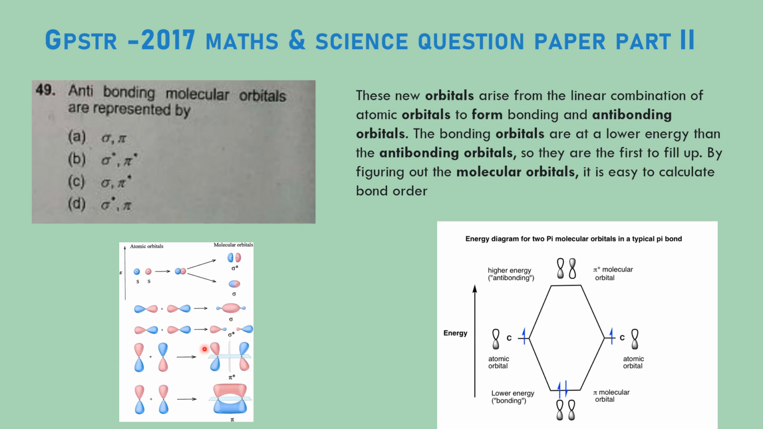Next, coming to this picture, you can identify two sigma orbitals. They combine to form sigma star antibonding molecular orbitals. Then two pi atomic orbitals combine to form pi star molecular orbitals. Therefore, the correct answer for this question is: antibonding molecular orbitals are represented by sigma star and also pi star.